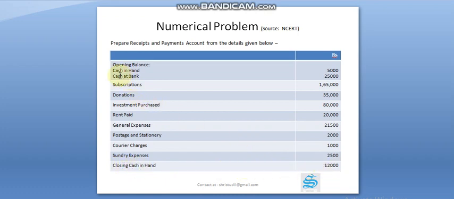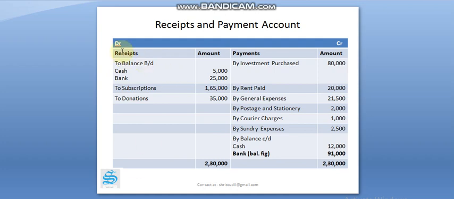That means we will find the closing balance of cash at bank by preparing the receipt and payment account. Now let us begin with the solution of the given question. Debit will be the receipt side, credit will be the payment side. We begin with the debit side, and the first will be the opening cash and bank balances, that is of rupees 5,000 and 25,000. We will add the subscriptions received to it and the donations received to it.